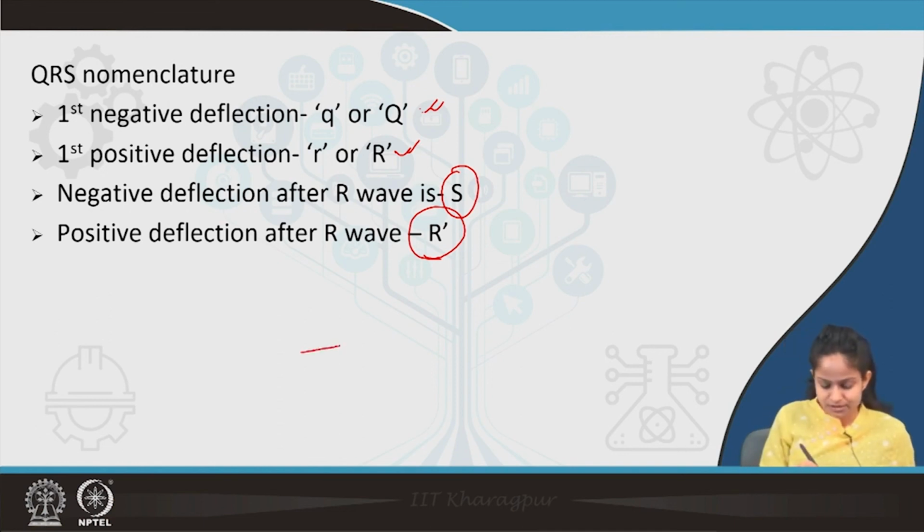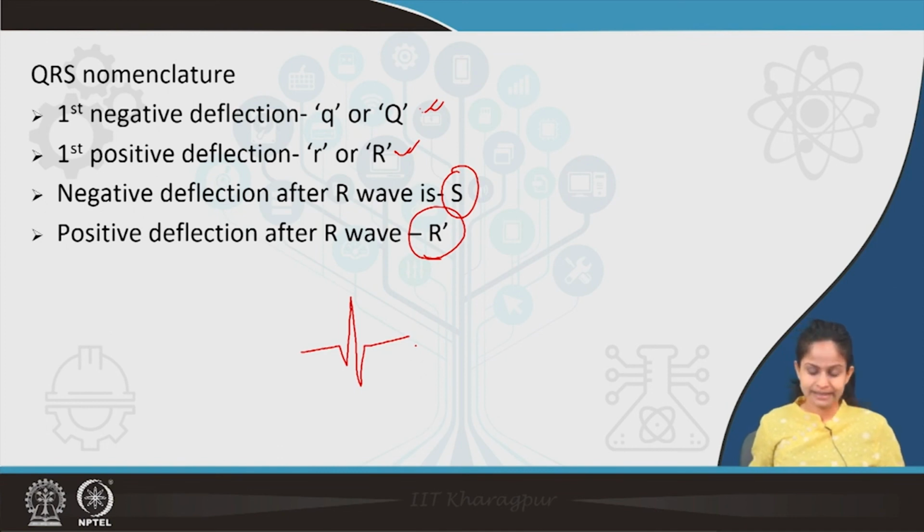So, suppose this is your normal QRS complex. This is the first negative deflection, which is Q. This is the R, the first positive deflection in the QRS complex, and this is the negative deflection after the R wave. So, this is the S wave. So, suppose we get a wave like this.